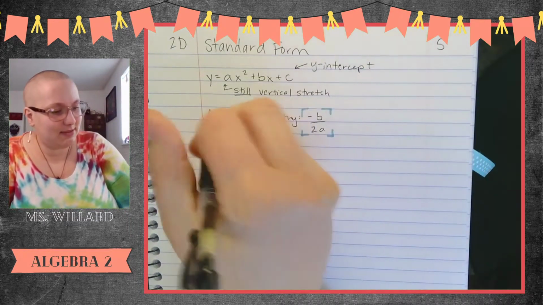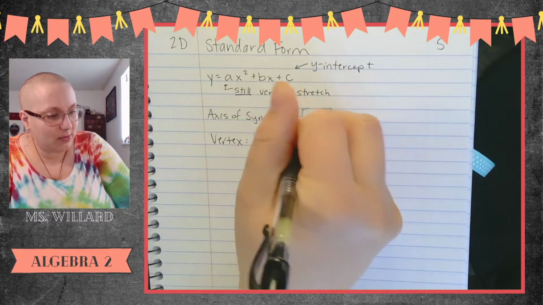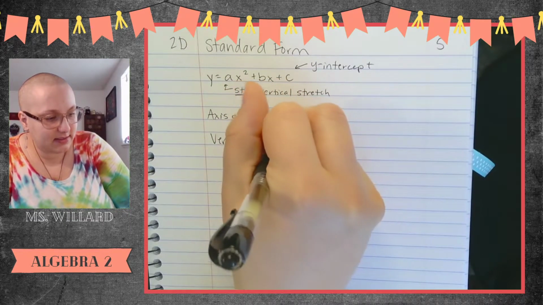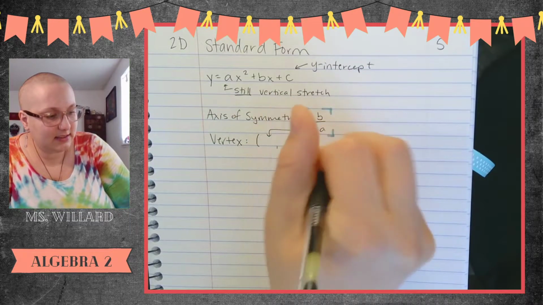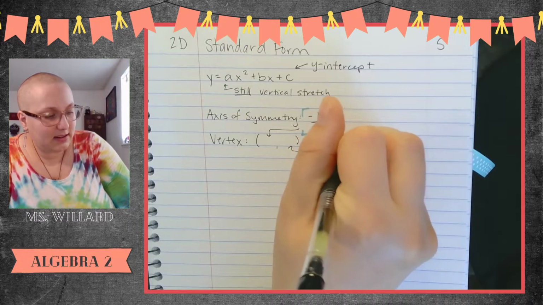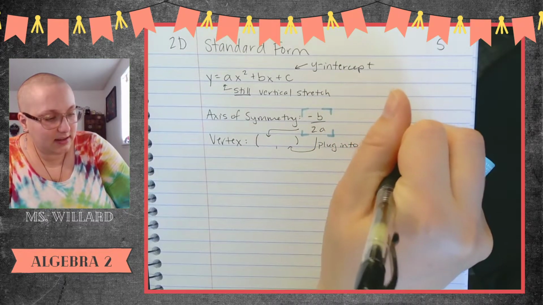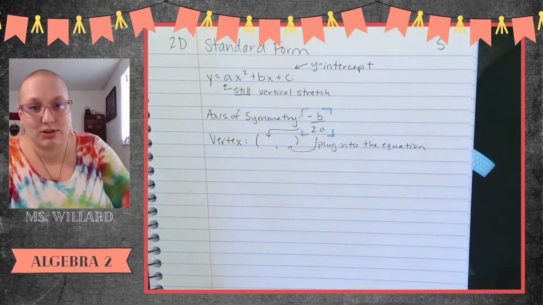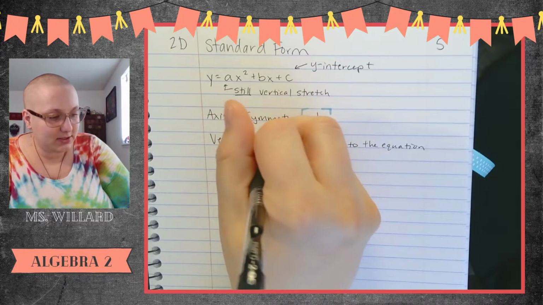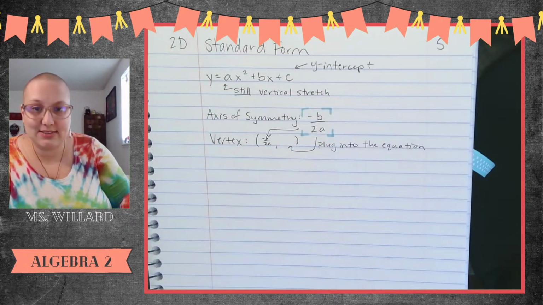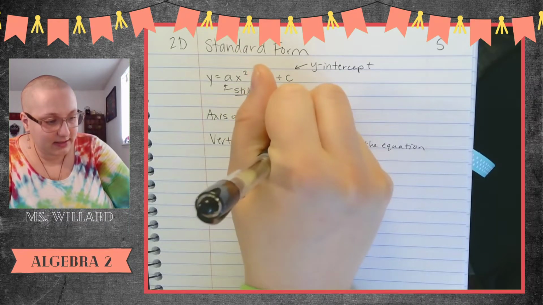And then the vertex is whatever this number is, and then you plug in. I'll show you an example. Don't stress about it. So the vertex is whatever this number is, negative b over 2a, and then you plug it in. So it's the function at negative b over 2a.